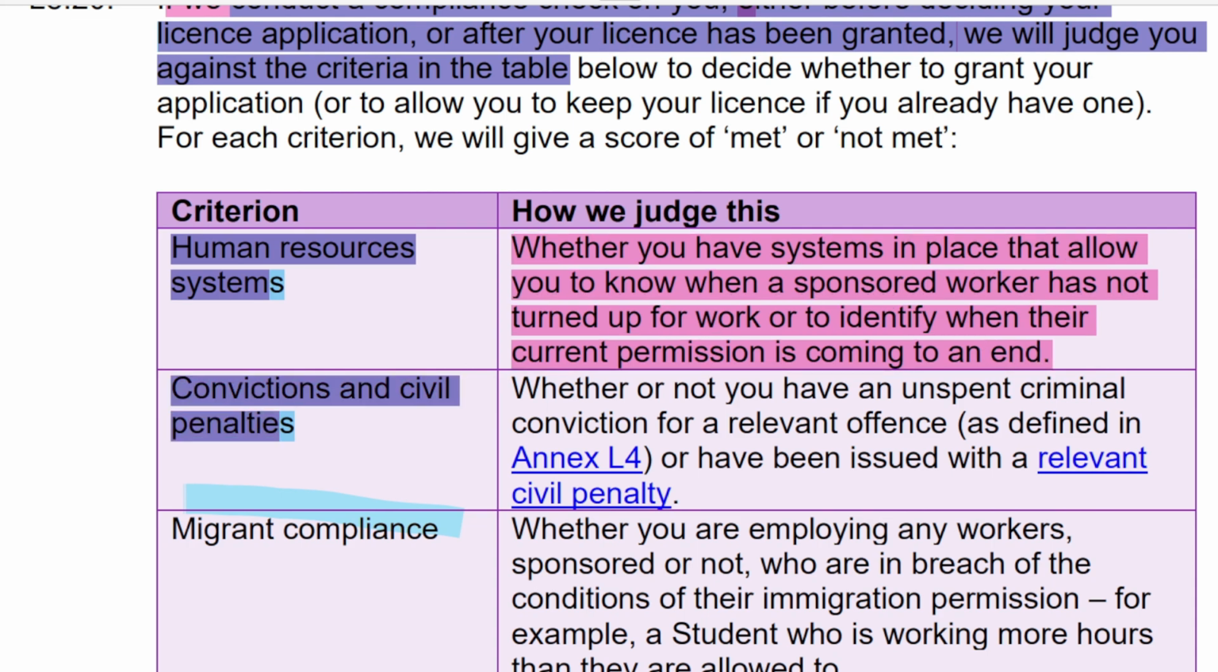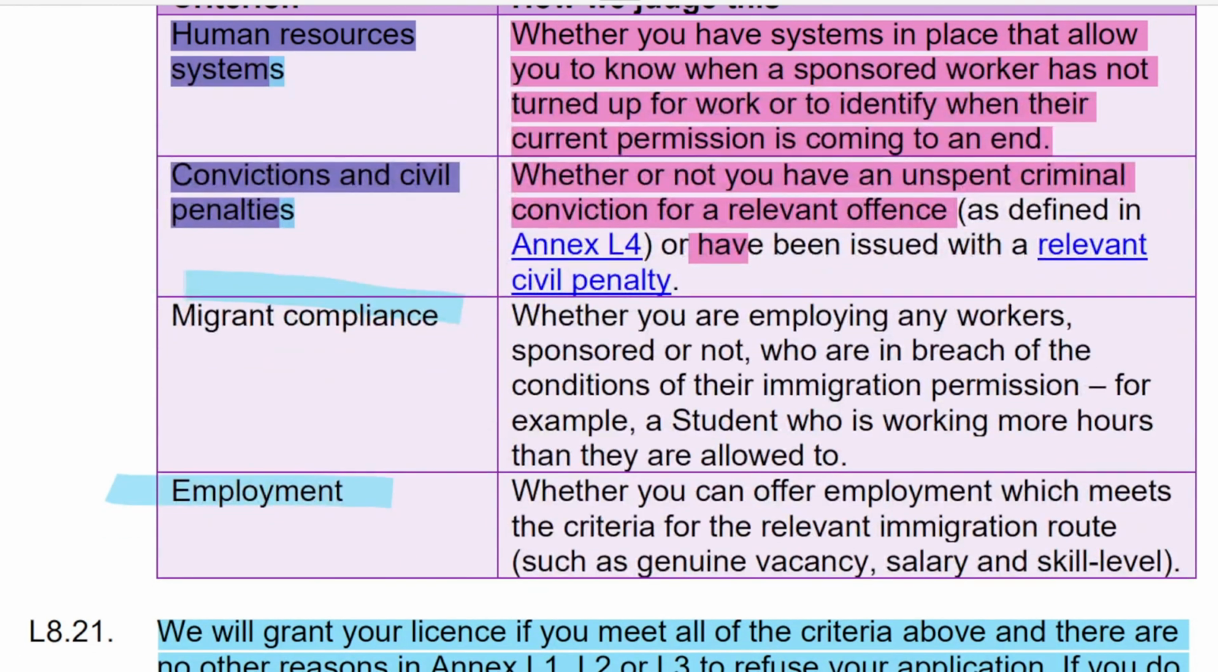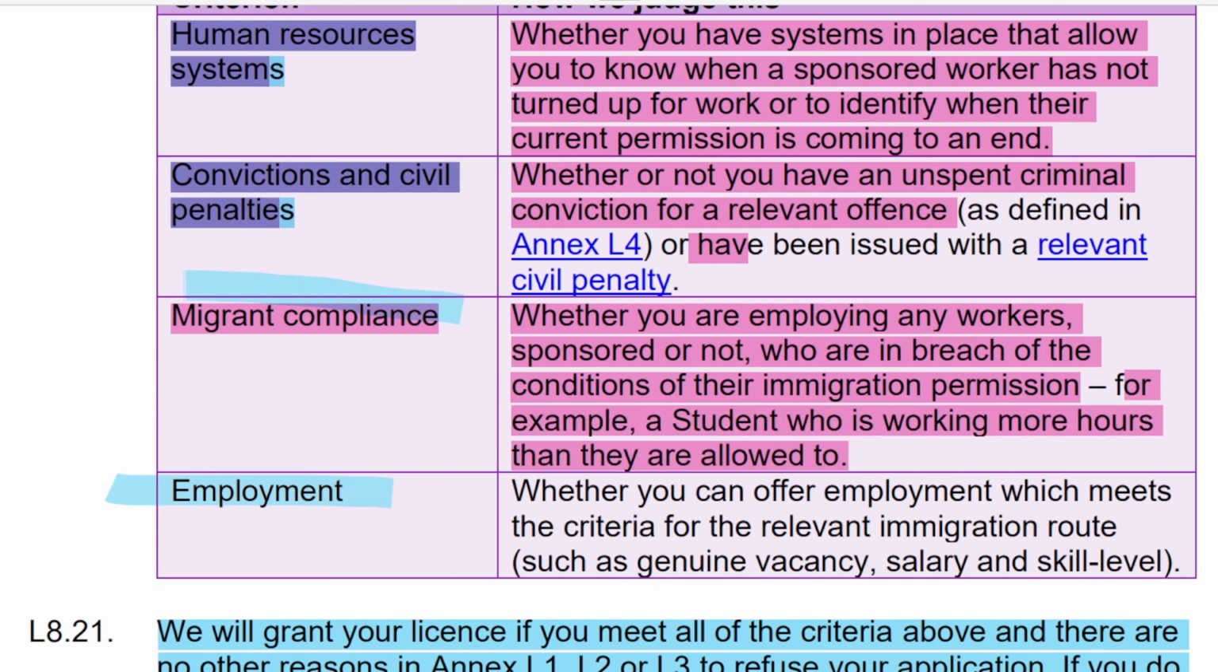Convictions and civil penalties: whether or not you have an unspent criminal conviction for relevant offences or have been issued with the relevant civil penalty. Migrant compliance: whether you are employing any worker, sponsored or not, who is in breach of the conditions of their immigration permission. For example, a student who is working more hours than they are allowed to. This is very common. A student who is working more hours than allowed, you need to do the migrant compliance check.